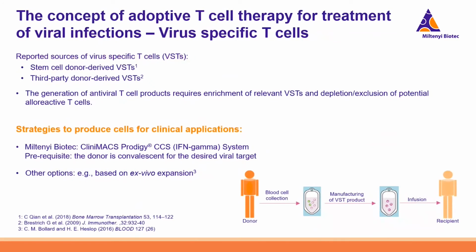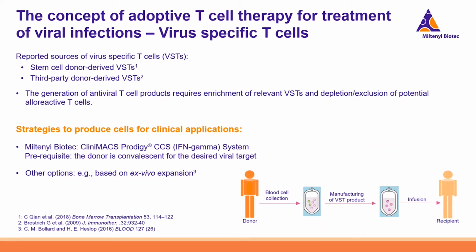Let us start with the concept of transferring virus-specific T cells to combat certain viral diseases. As reported, adoptive transfer of allogeneic VSTs can rapidly restore virus-specific immunity and control viral infections after allogeneic stem cell transplantation. Sources of virus-specific T cells may include stem cell donor-derived VSTs in the setting of allogeneic stem cell transplantation, and third-party donor-derived VSTs, which has also been used in patients with infections after solid organ transplantation.